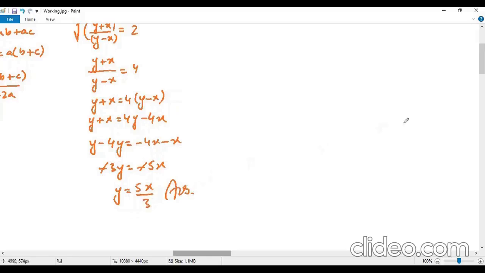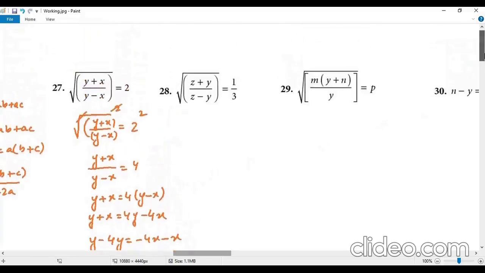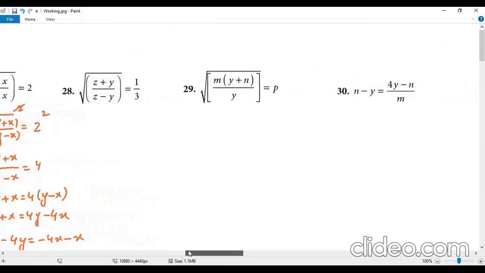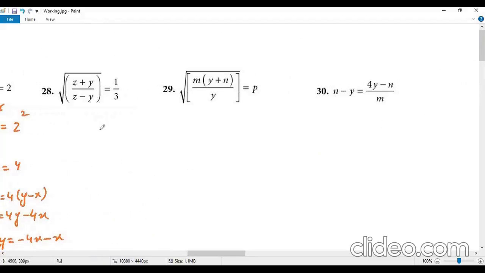Now comes the second question, that is 28 of the same kind. Same way it's going to be solved. In here I'm doing straight away, putting a square here and square here. This will be cancelled by this, so you will have, I have saved one step for you, z minus y equals 1 over 9.